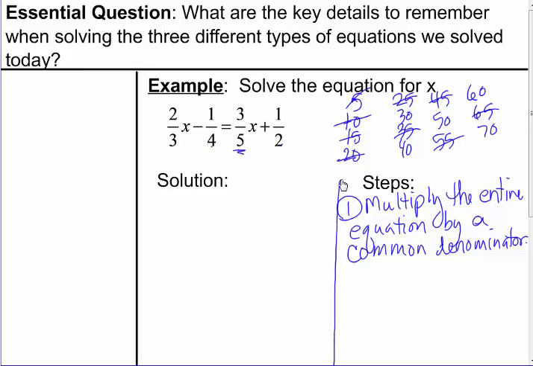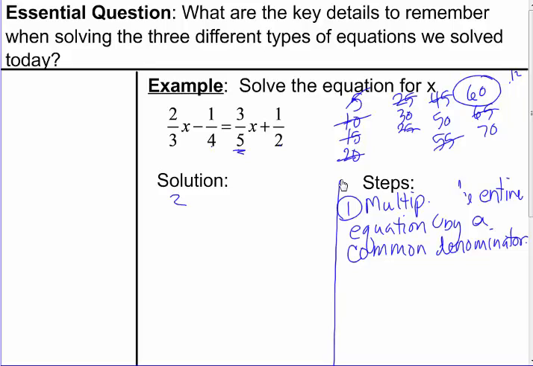So 30. 3 goes into 30, but 4 does not. 40. Now it's reversed. 4 goes into 40, but 3 does not. 50 is not going to work. How about the 60? 3 goes into 60, right? 20 times. How many times does 4 go into 60? 15 times. 5 into 60? 12, right? And 2 into 60, how many times? 30, okay? So 60 is going to work.